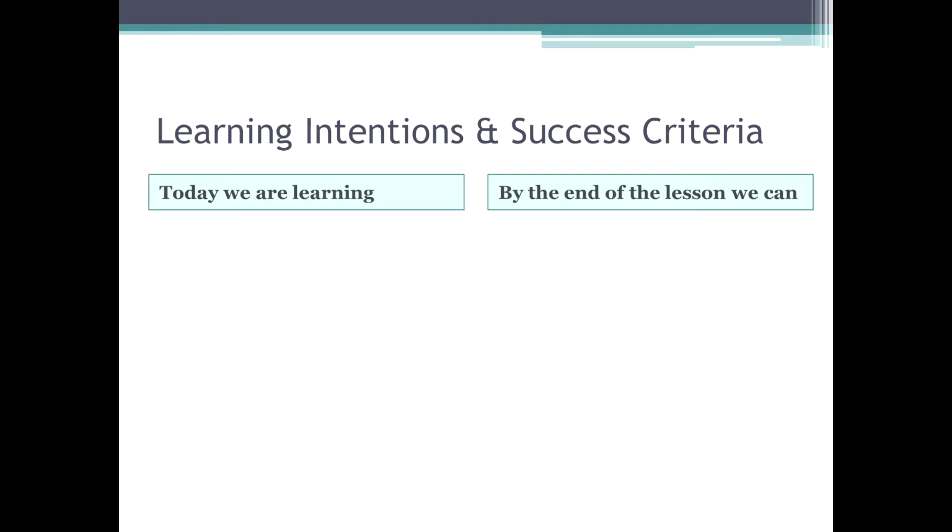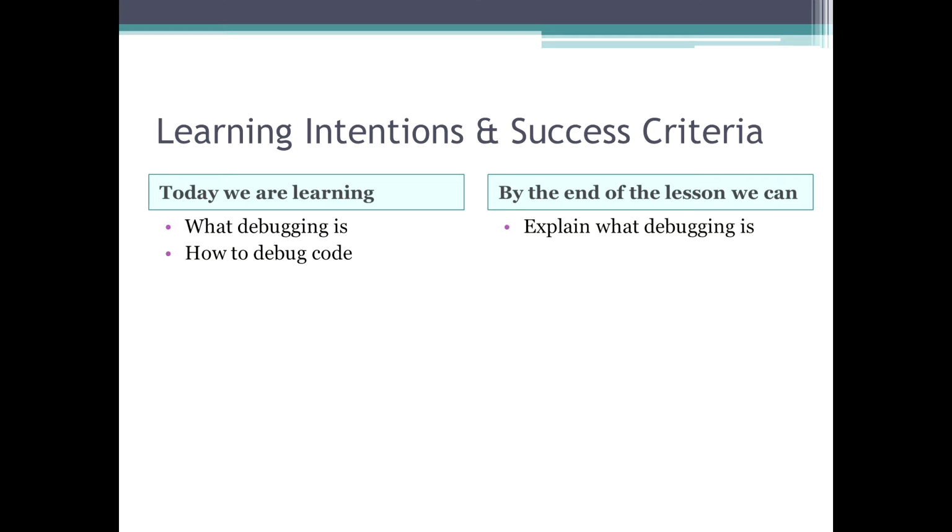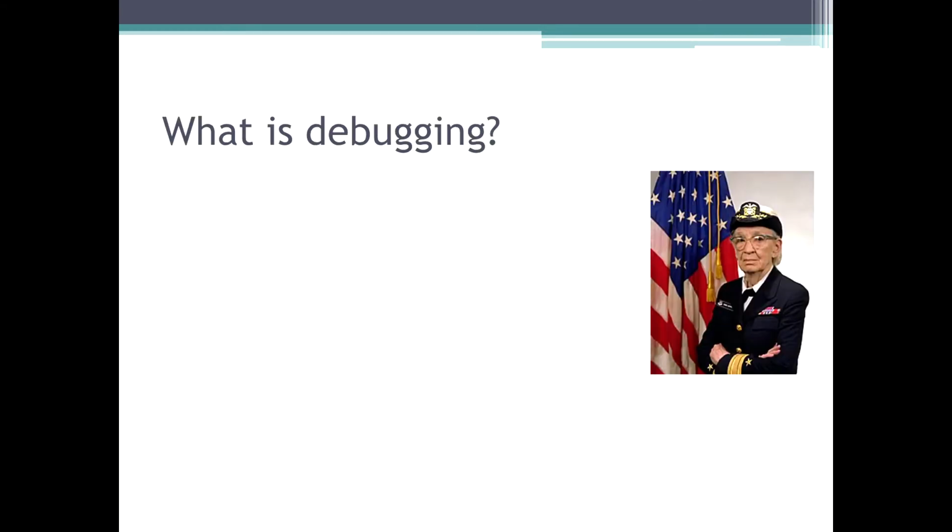Starting off with the learning intentions and success criteria. So today we're learning what debugging is and how to debug code. By the end of the lesson we can explain what debugging is, debug errors in Python code and demonstrate our Python code skills. Now, what is debugging?